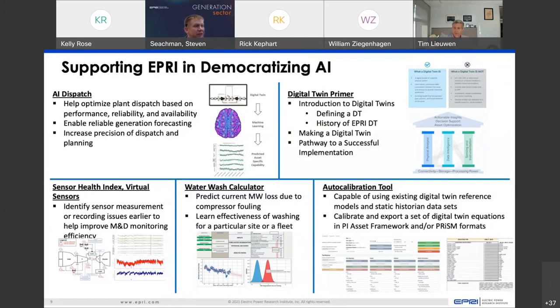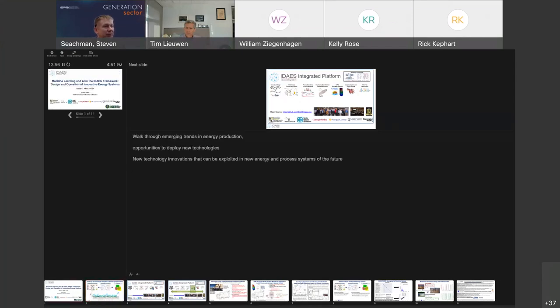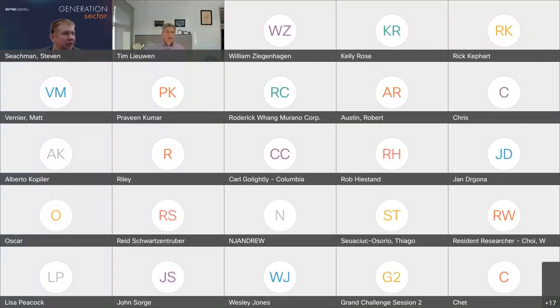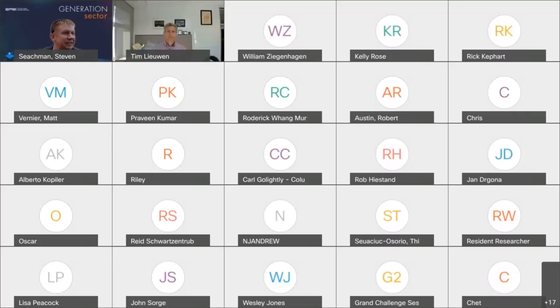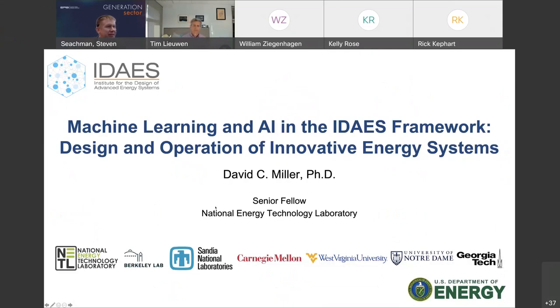Our next speaker is Dr. David C. Miller. He's the Senior Fellow for Strategic Systems Analysis and Engineering at the U.S. Department of Energy's National Energy Technology Lab, where he leads the Institute for the Design of Advanced Energy Systems, or IDEAS. It's a collaboration among researchers from NETL, CNDIA, Lawrence Berkeley, Carnegie Mellon, West Virginia University, Georgia Tech, Notre Dame. It's a very big collaboration there. IDEAS is developing next-generation multi-scale modeling optimization capabilities for the design of innovative advanced energy systems, including tightly coupled hybrid systems. The open source IDEAS integrated platform was recognized with an R&D 100 award in 2020.